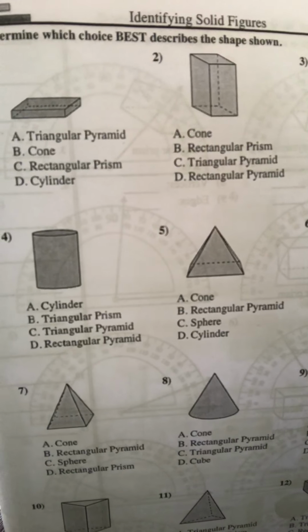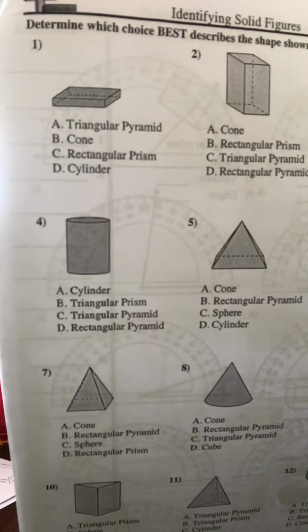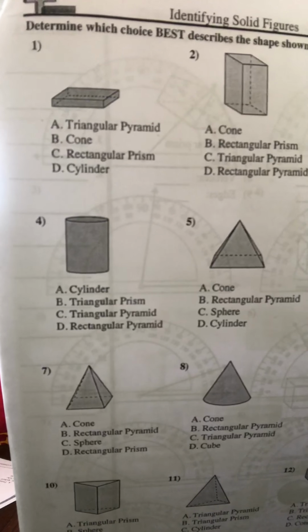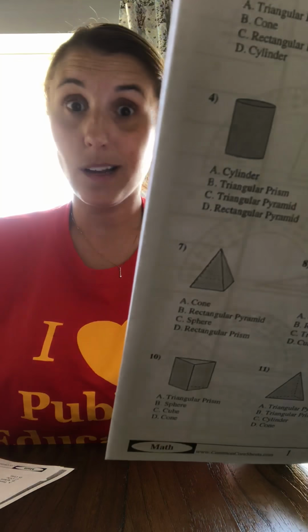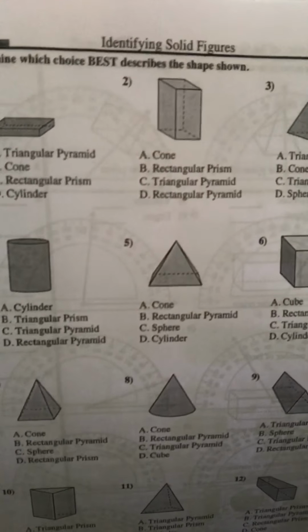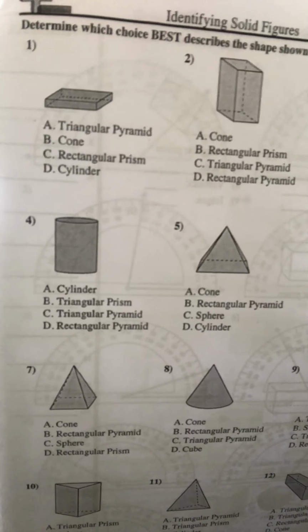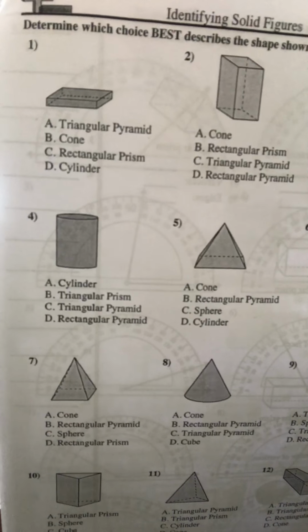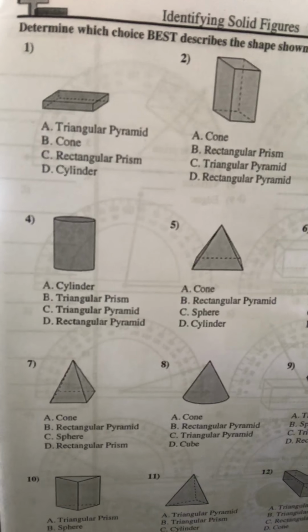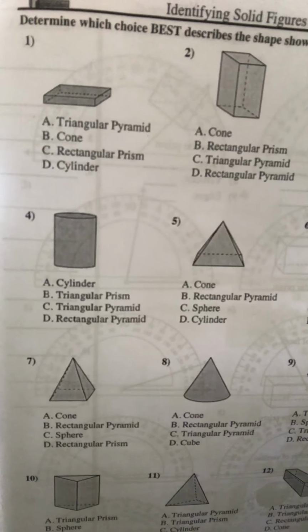Would that be a triangular pyramid? Well, does it come up to a point? No, so it's not a pyramid at all. We can mark that out. A cone, you know I love a good cone. Not a cone, I can identify that one quickly, okay? Rectangular prism, is it a rectangle that's been stretched out? Or a cylinder, does it look like a soup can? No, so this answer definitely C here, rectangular prism.